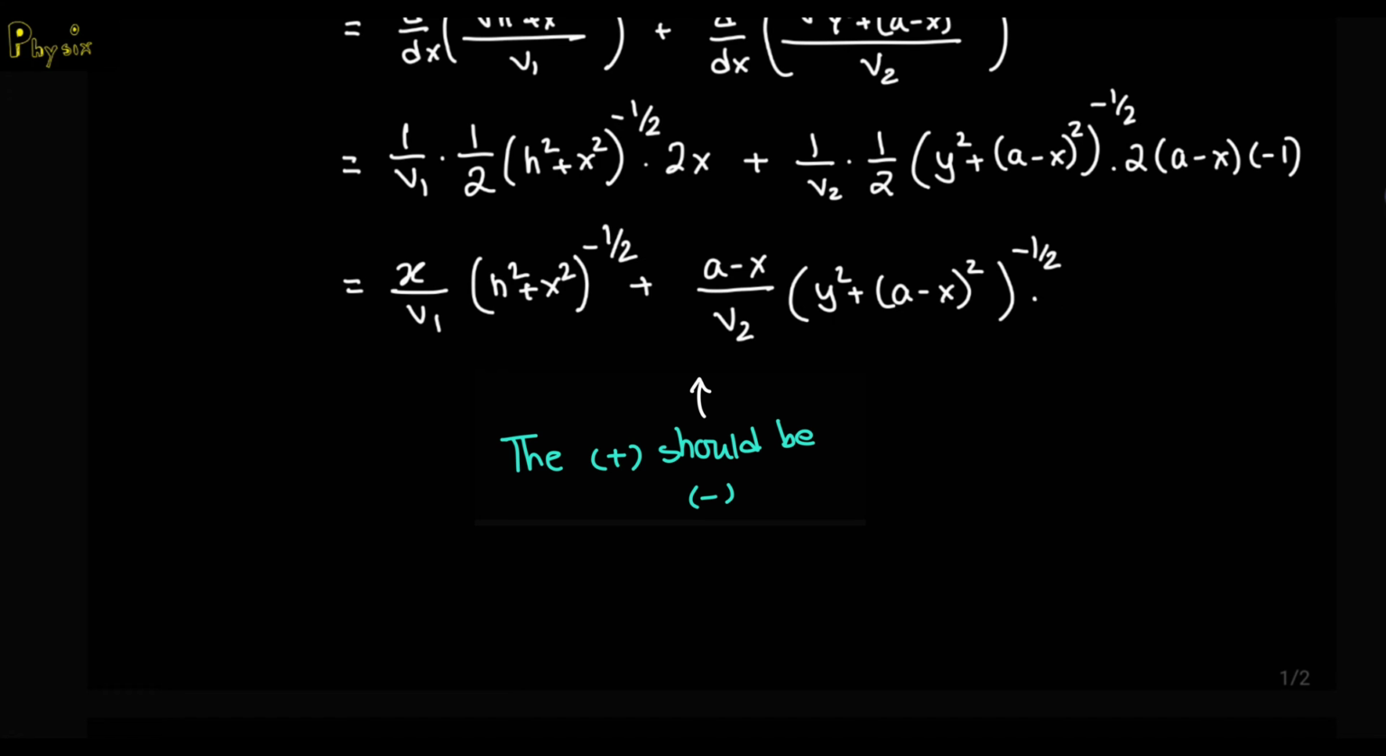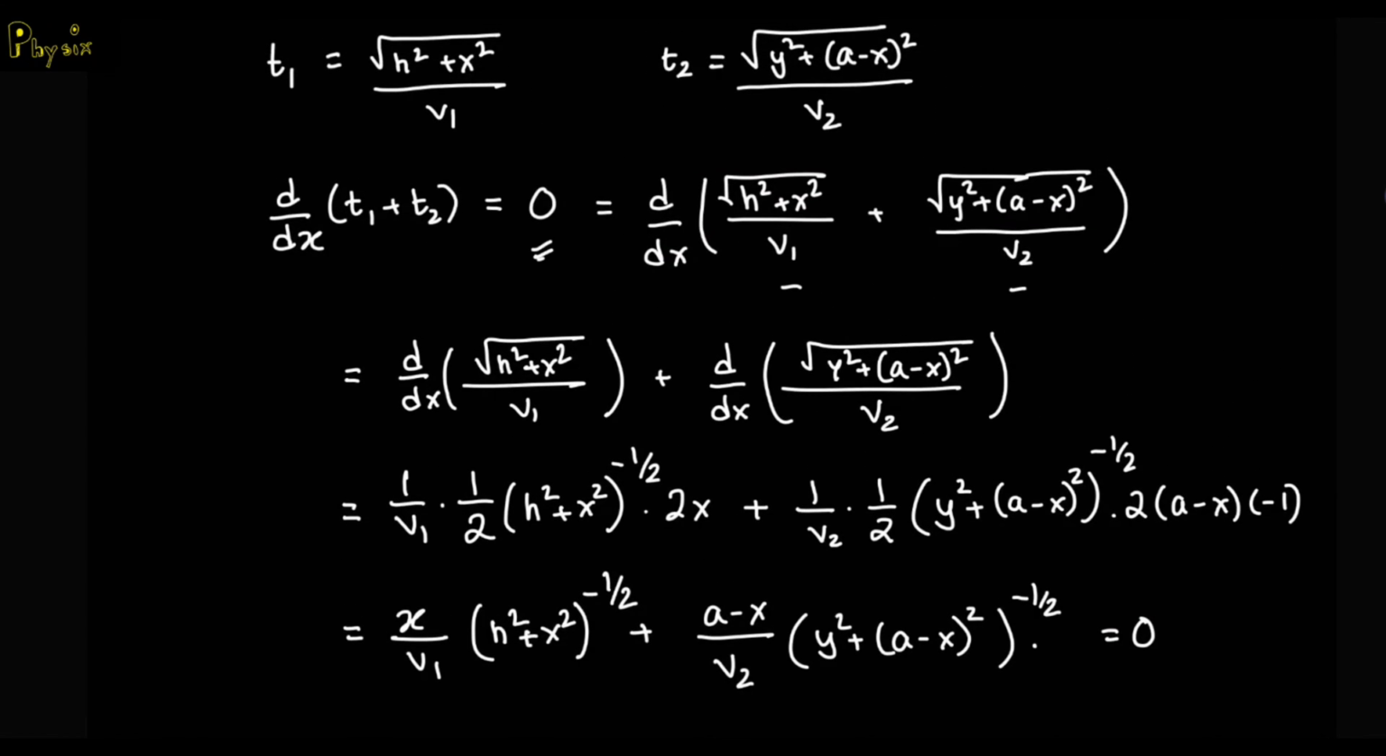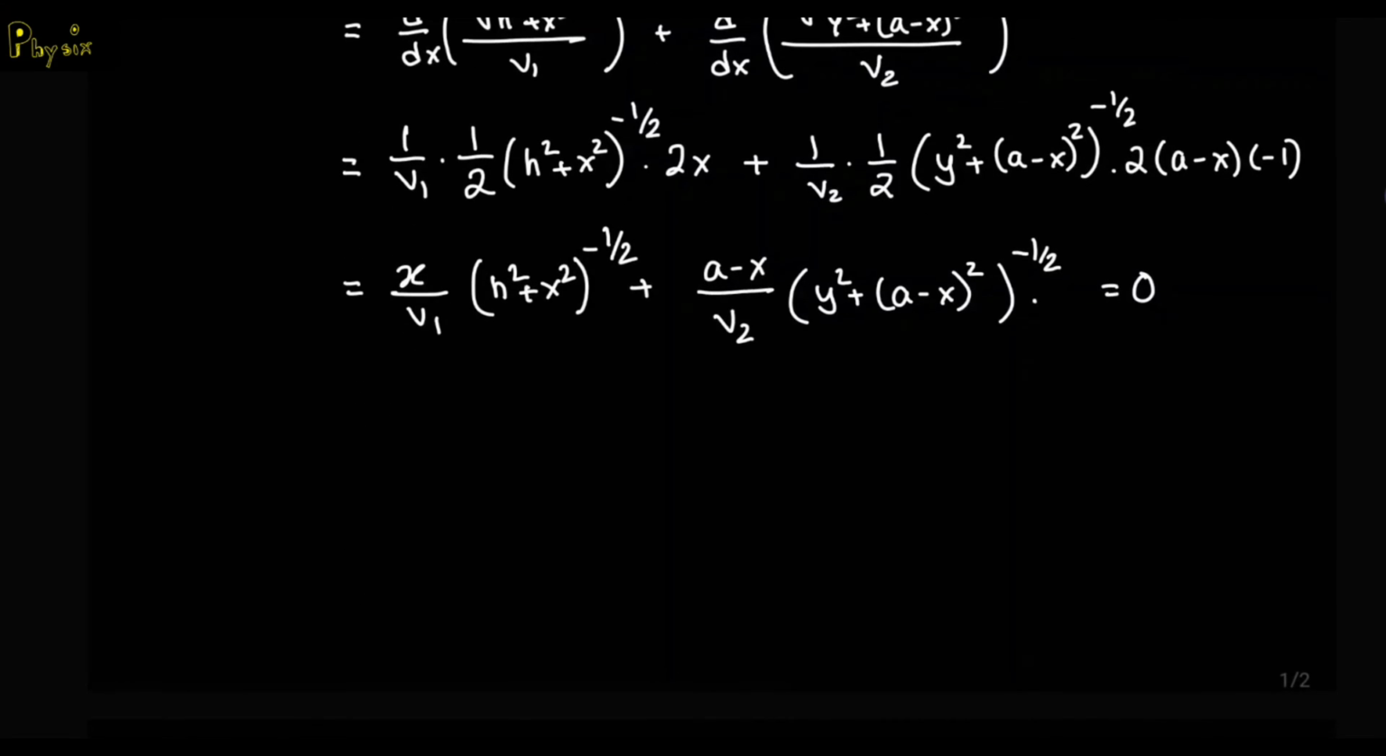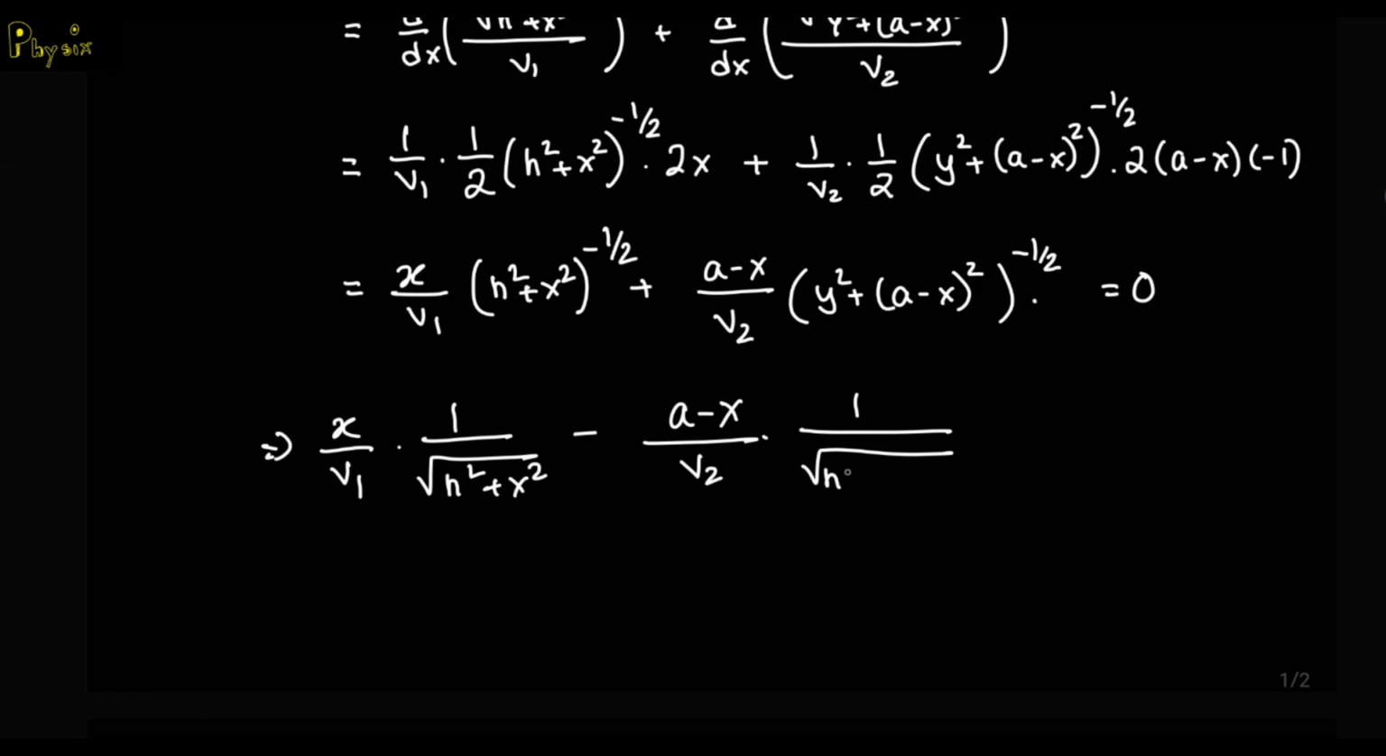Right. This is the mathematical derivative, and if we set this equal to 0, as we said over here through Fermat's principle, you would get that this is basically x over v1 times 1 over the square root of h squared plus x squared, minus a minus x over v2 times 1 over this over here. Right. Let this be our first equation.